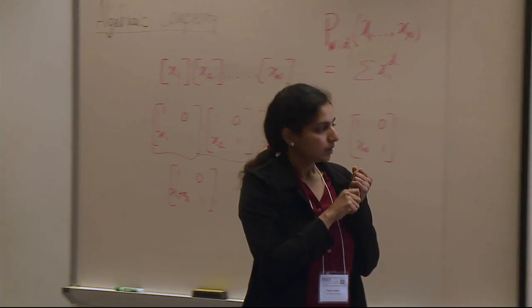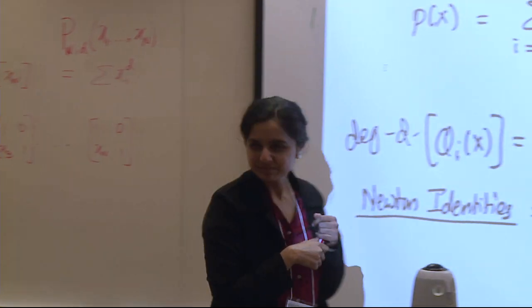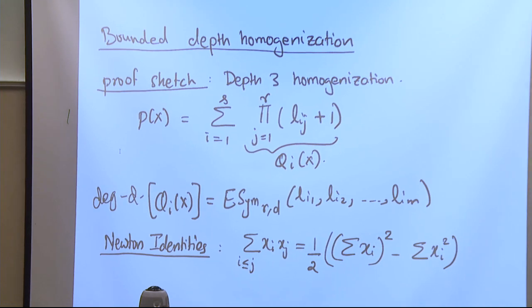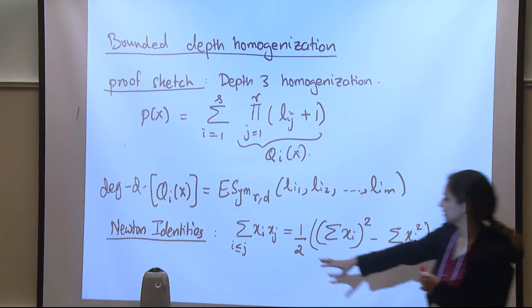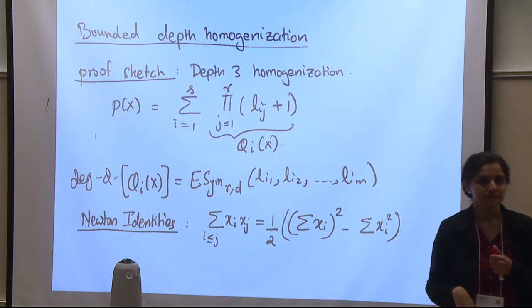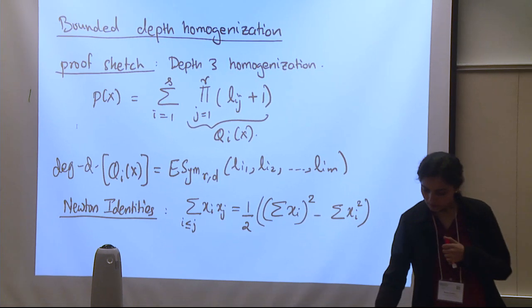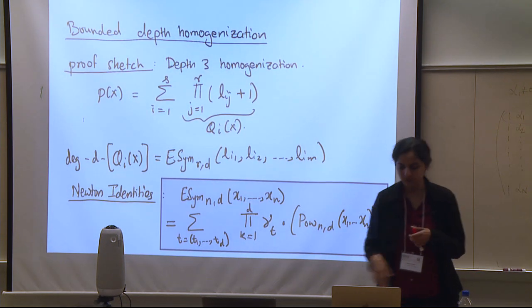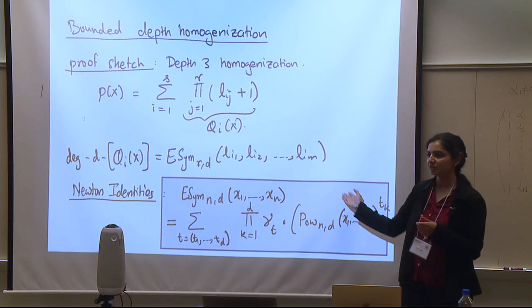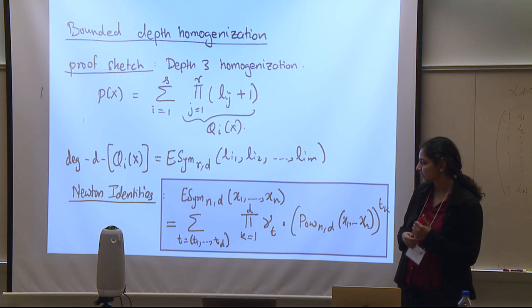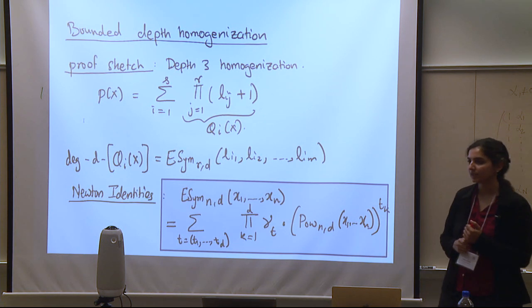Wait, isn't that i less than j? Yeah, maybe. Yeah, i less than j, sorry. That's the elementary one. I just wanted to write the elementary symmetric polynomial of degree 2. Sorry. And these are called Newton identities. This is the whole expression, and basically the exponent. So this is what one does.